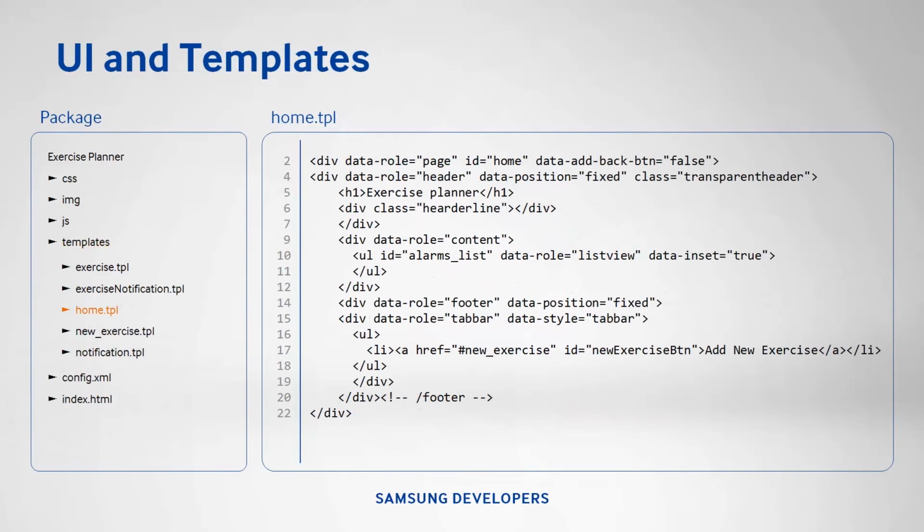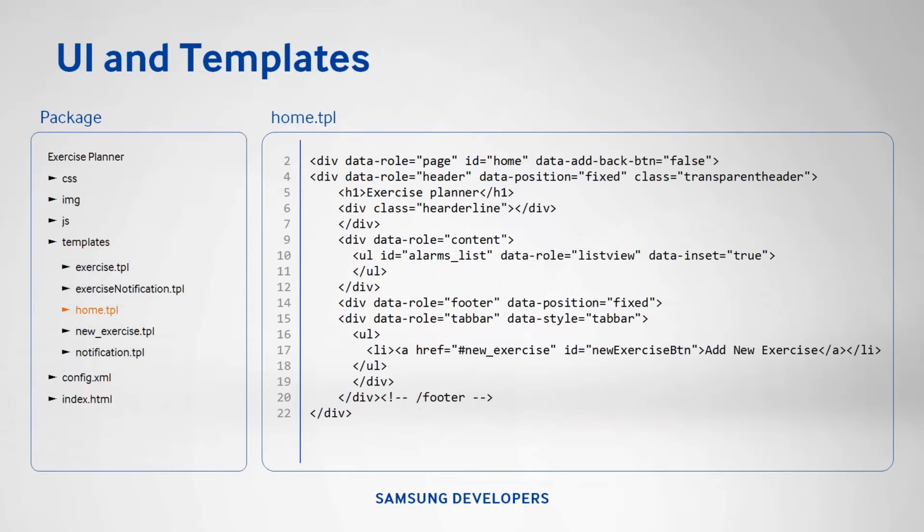Now for the user interface. I'd like to show you how the pages of our app were designed. Looking at our app's folder structure, you will notice a folder called Templates. This folder holds files that end in TPL. These files are templates and they contain HTML tags ready to be drawn on the screen.